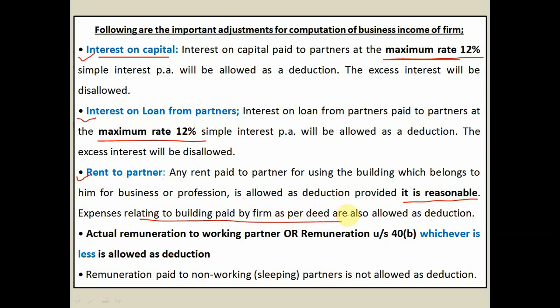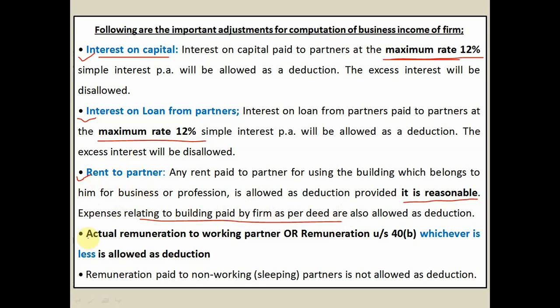If any rent paid to the partner is in excess of reasonable rent, it is disallowed. Example, if the rent paid to the partner is rupees 10,000 but the reasonable rent is rupees 8,000, then the excess of reasonable rent, that is rupees 2,000, which is paid by the firm, is disallowed.